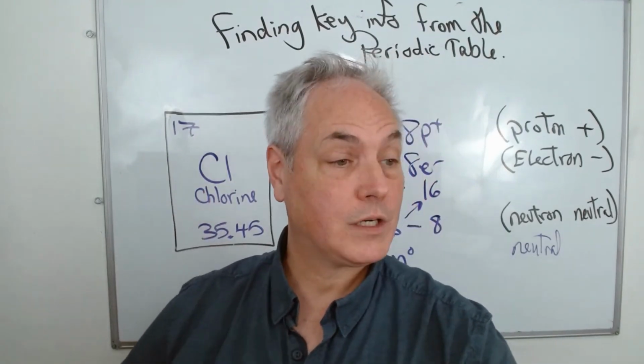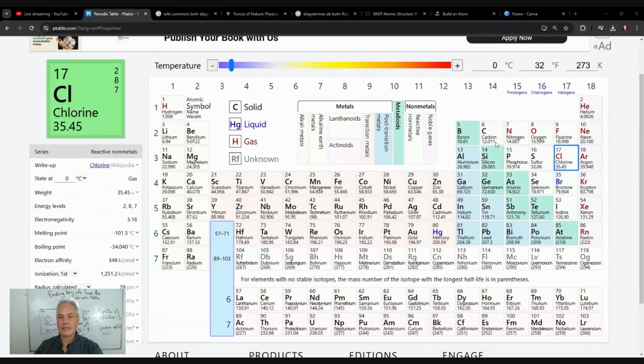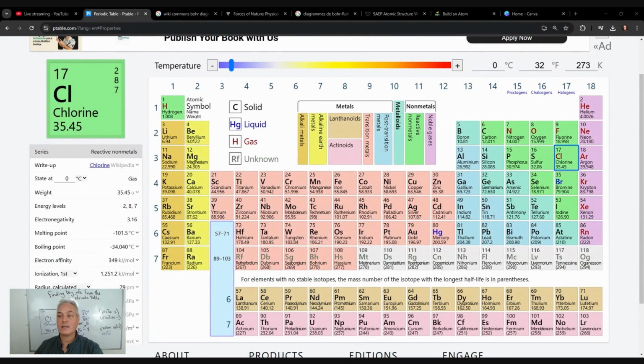If we go on the periodic table, we see that chlorine is located right here. So this is a halogen. If you look at the information, we have an atomic number of 17 and an atomic mass of 35.45. That one is tricky because how will we round that number? So let's have a look.